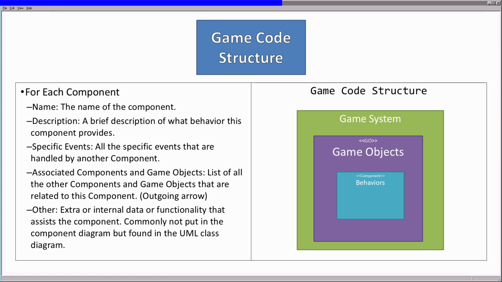For each component in the technical design document, we provide the critical information regarding its functionality. This includes the name of the component, a description, a brief description of what the behavior in the component provides, and associated components and game objects, a list of all of the other components and game objects that relate to this one. To keep it simple, just look for the outgoing arrow from this component to the other. Other is extra internal data and functionality that assists the component, commonly not put in the component diagram but found in the UML class diagram.